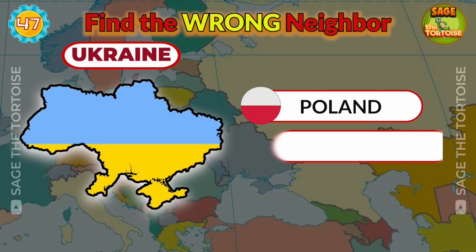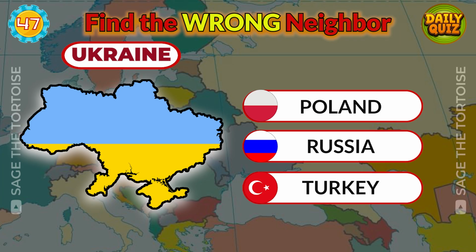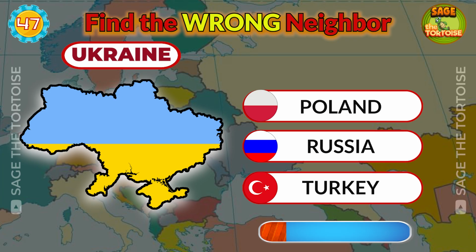Ukraine borders Poland, Russia, and Turkey. Which one is wrong? The answer is Turkey.